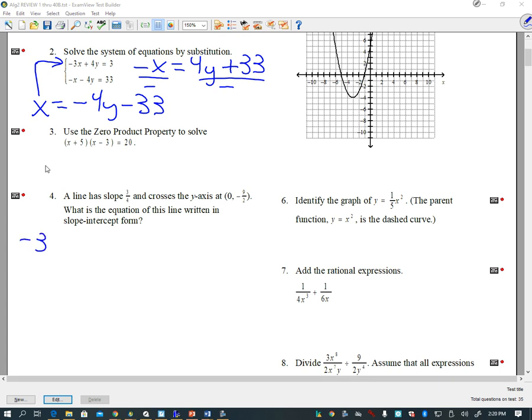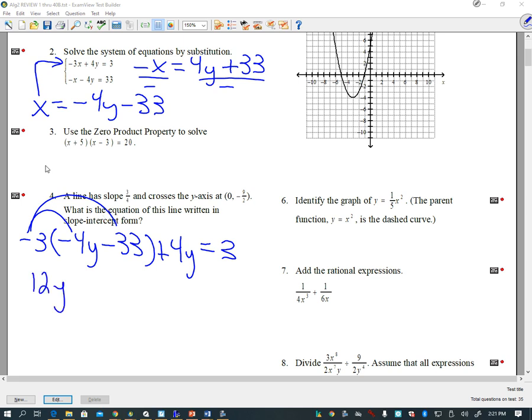Negative 3, parentheses, negative 4y minus 33, plus 4y equals 3. Perfect. Exactly right. Now, what's the next step after that? Distribute negative 3 to inside the parentheses, so just here. And the negative 33. Okay, so what do I get first?